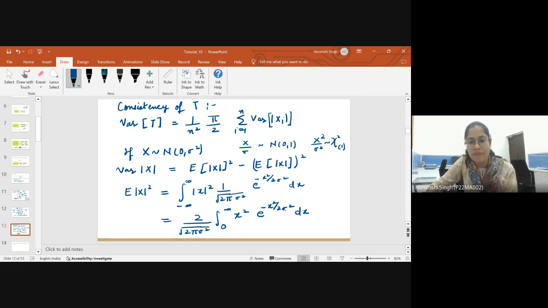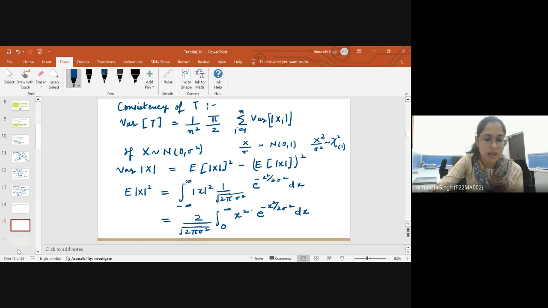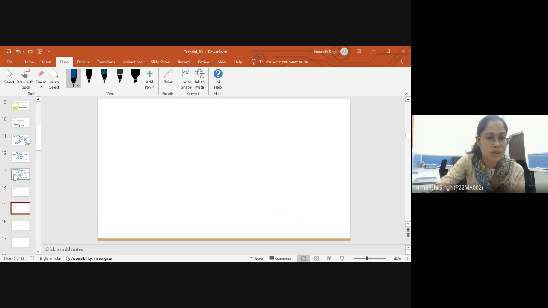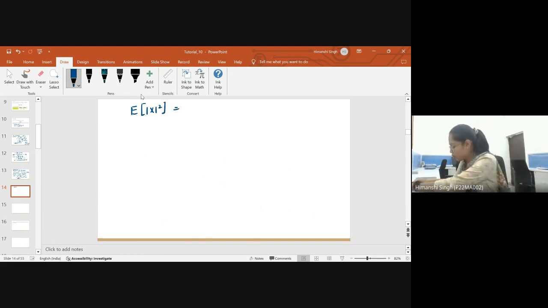Okay, now again we have this form. Then I can just take x square by 2 sigma square again as t, and I will reformulate this in the form of t, and I can apply the formula for the gamma function. So from that substitution, we will be getting the expected value of mod x square. So expected value of mod x square will be.